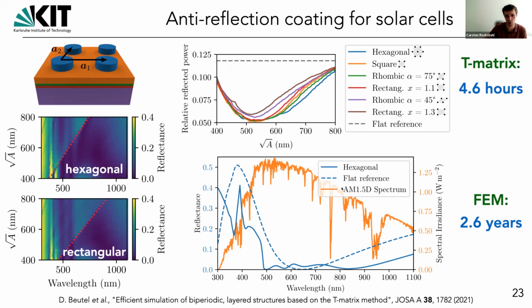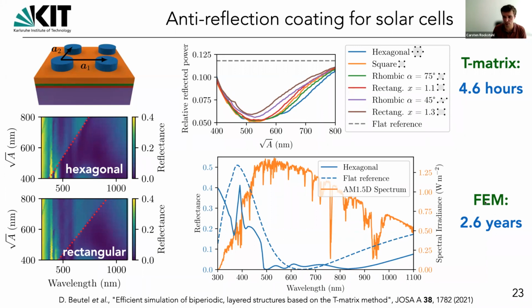So this is the solar spectrum from the sun, integrating this up to get a single number that tells us how much current at the end of the day is lost in the solar cell due to reflection. And we can make extensive parameter sweeps over all these geometries. And really, once you know the T matrix of the individual object, it costs you only 4.6 hours to scan all these configurations here.